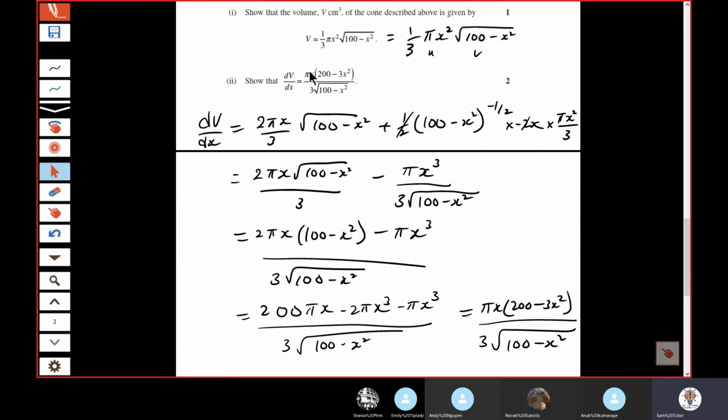Or the only other thing I can think of is using our rates of change knowledge. In rates of change, if we ever wanted to find dV on d theta, we could have done dV on dx times dx on d theta. The things would have cancelled out. Do you get what I'm saying?